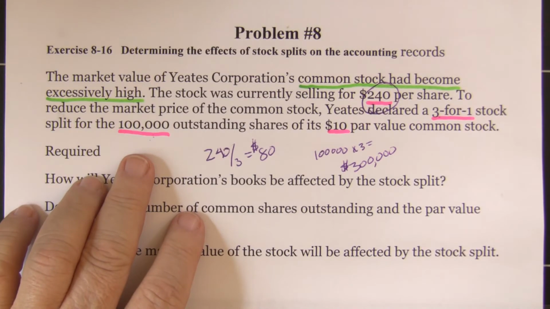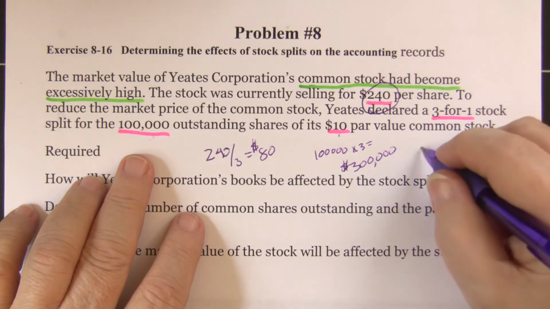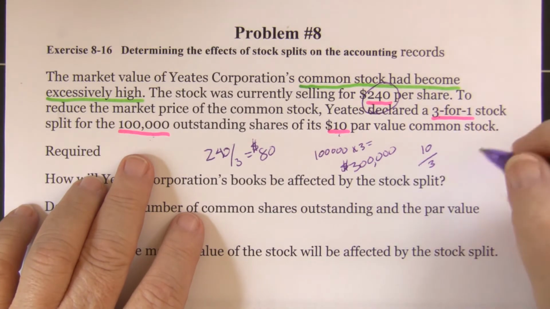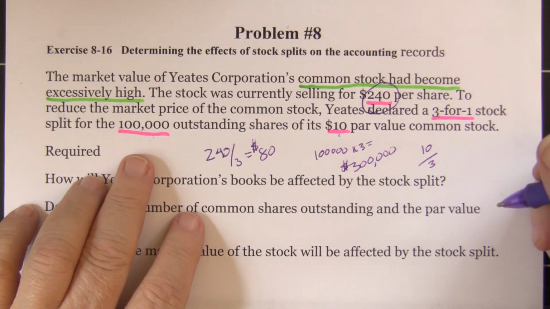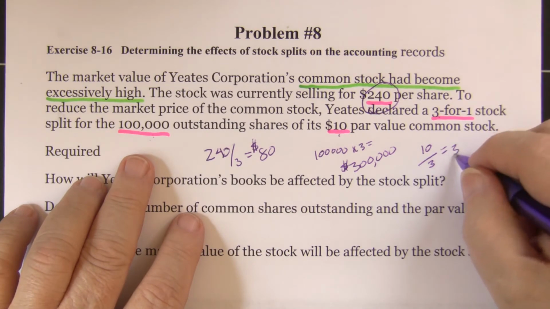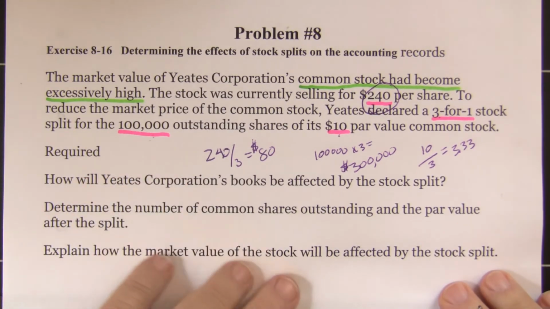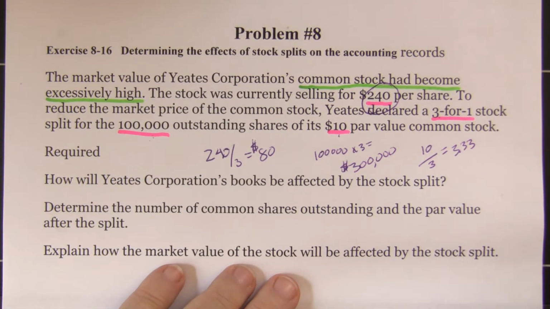And if the par value of those shares was $10, and so now you have 3 shares worth $10. Each share is now worth $3.33. So you had to do those numbers.